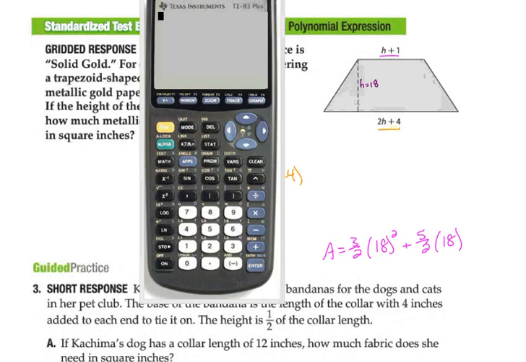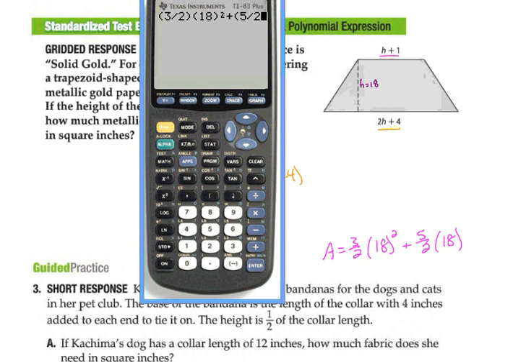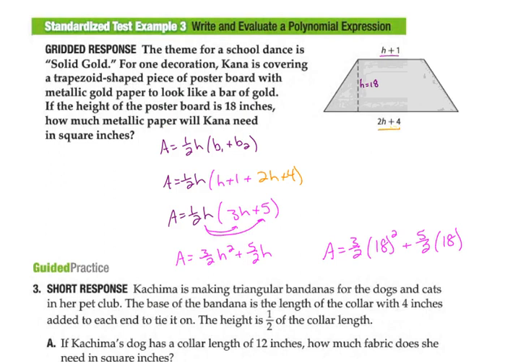Okay, remember dealing with fractions, we do have to put parentheses around it, so 3/2, and then we have to put a parenthesis around our 18 because we are squaring that 18. Remember, we do have a fancy squared button there, plus 5/2, and we are multiplying that by 18. So only having to put this into the calculator one time, and we end up with 531. Okay, so we know that the area of this is 531. Let me go back to what we're talking about, inches squared.